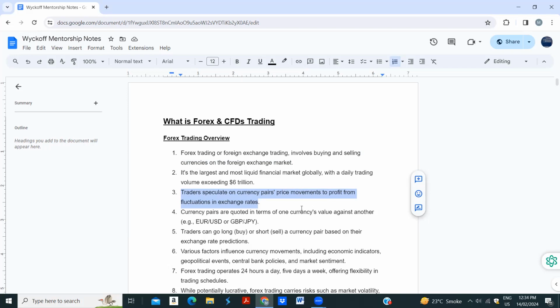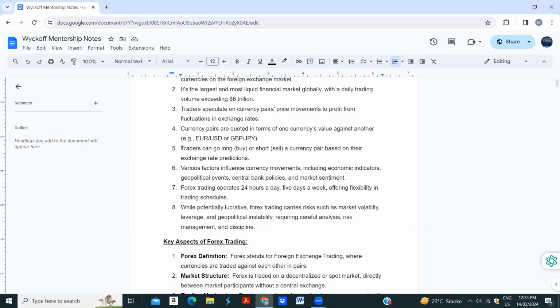Now the currency pairs are quoted in terms of one currency's value against another. In a forex market, the currency pairs are quoted against each other, for example, euro and US dollar, euro, US dollar, British pound, JPY. So that's how we do it. Traders can go long, which we also say as traders can buy, or traders can go short, which is traders can sell a currency pair, based on their exchange rate predictions.